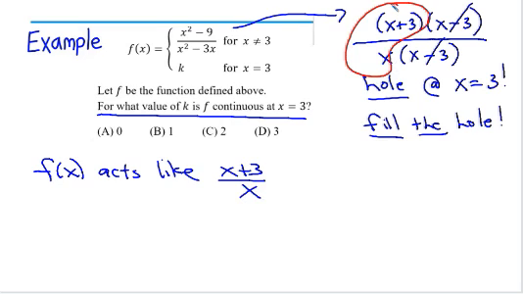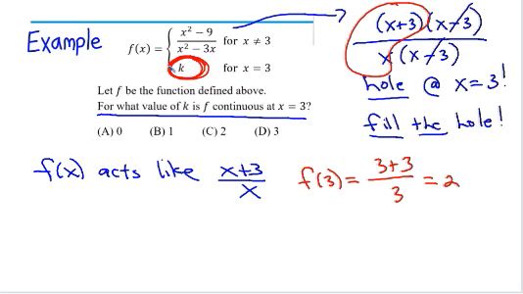So, let's plug in 3. Let's fill the hole. f of 3 is 3 plus 3 over 3, which is 2. So that means this k value, this is a specific constant value, that means that k has to be 2.